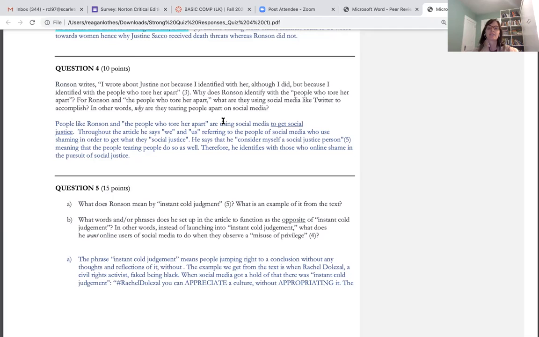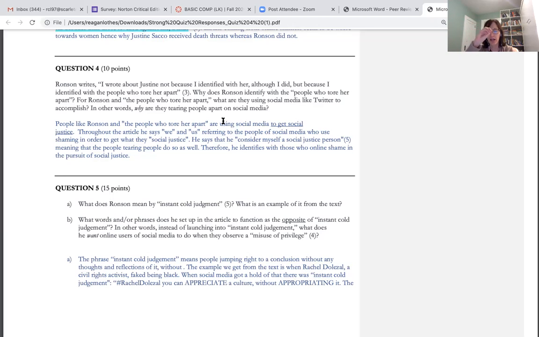So he says that he considers himself a social justice person, meaning that the people tearing her apart do as well. Therefore, he identifies with those who online shame in the pursuit of social justice. Okay, and so question 4 was just intended to make that really clear, right? So we're not just talking about any online shamers, right? There's a whole lot of shaming and flaming and whatever else happens on social media, right? But he's particularly referring to people who are online shaming in order to pursue social justice, right?